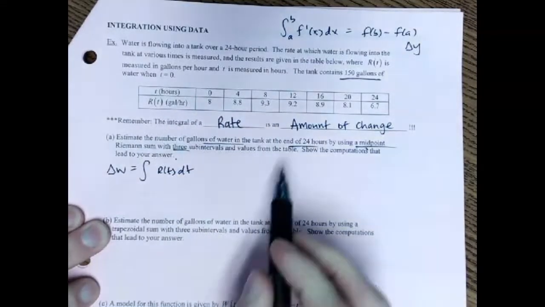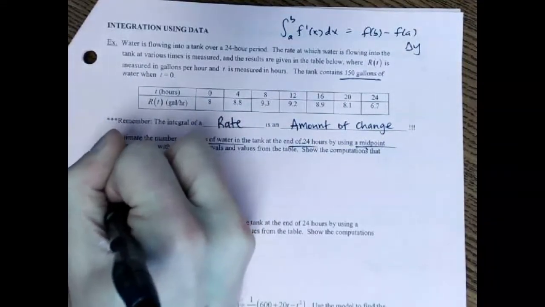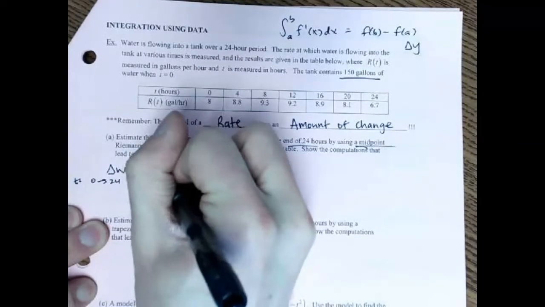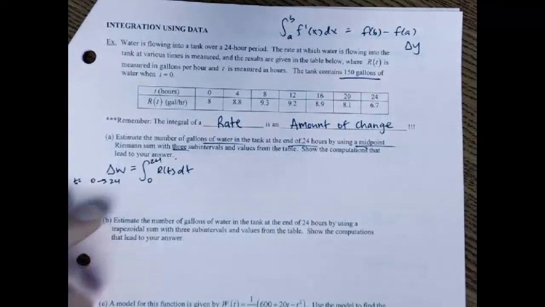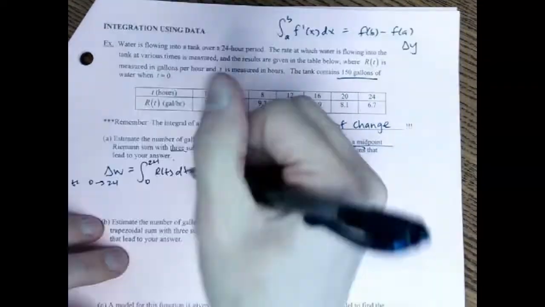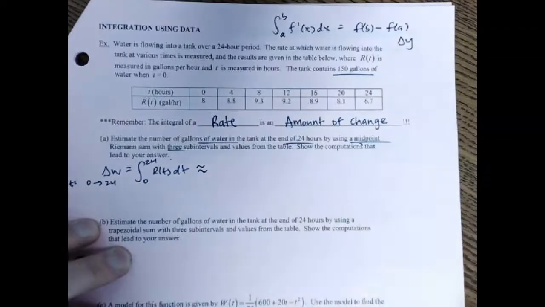Specifically, if we want the change in water from 0 to 24, then I would have to integrate from 0 to 24. Right? So that integration from 0 to 24 would be the exact change in water. How much water comes into the tank? We are going to approximate it by doing a Riemann sum.